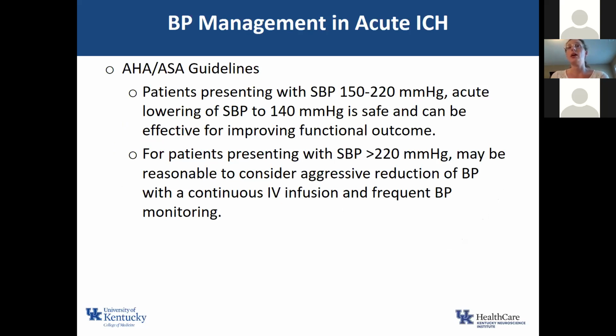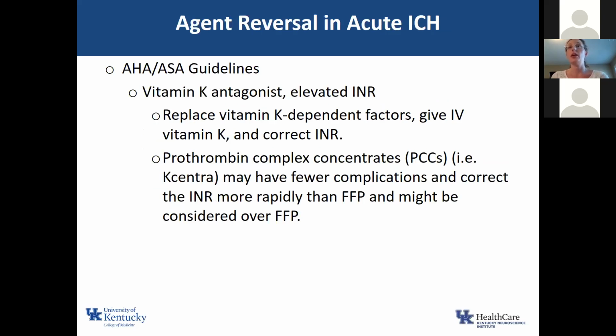Typically, we like to keep it 140 or less. For patients who are coming in greater than 220, you may want to slowly bring them down to that, but as safely and quickly as possible, because we know bleeding can worsen when the patient's blood pressure is uncontrolled. If you recognize that they were on a vitamin K antagonist like warfarin, then their INR is elevated. So typically greater than 1.5, we want to reverse that. You can give PCC, which is prothrombin complex concentrate, which replaces their factors that are affected by warfarin. But you also want to consider giving them vitamin K.